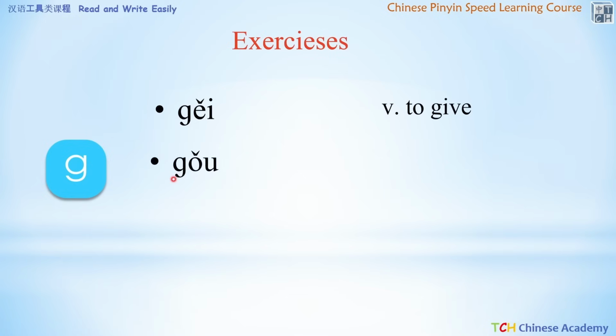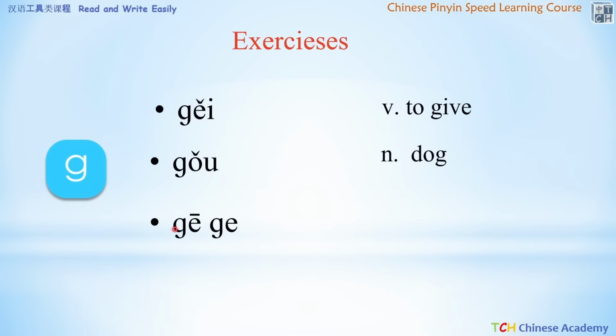And this one is gou. G, and OU is pronounced O, also in the third tone. So G, O, 狗. That is a dog.